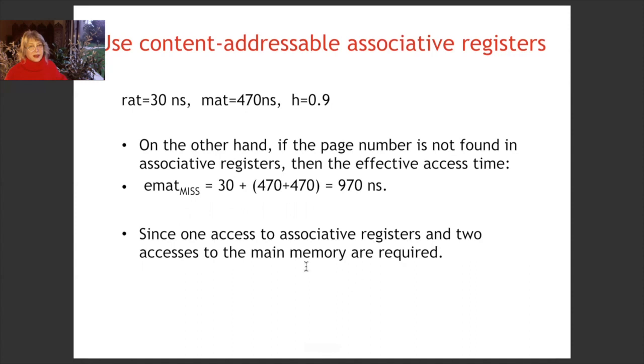On the other hand, if the page number is not found in the associative registers, then the effective access time will be the effective memory access time miss. This is equal to register access time plus 2 times memory access time. So this is 30 plus 2 times 470. The result is 970 nanoseconds, since one access to associative registers and 2 accesses to the main memory are required.